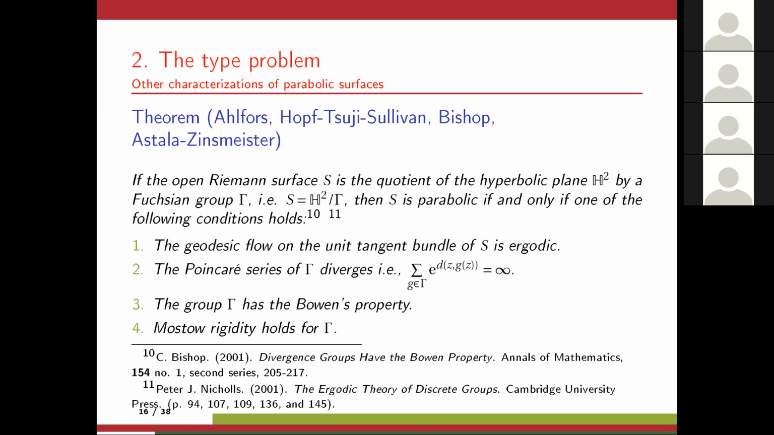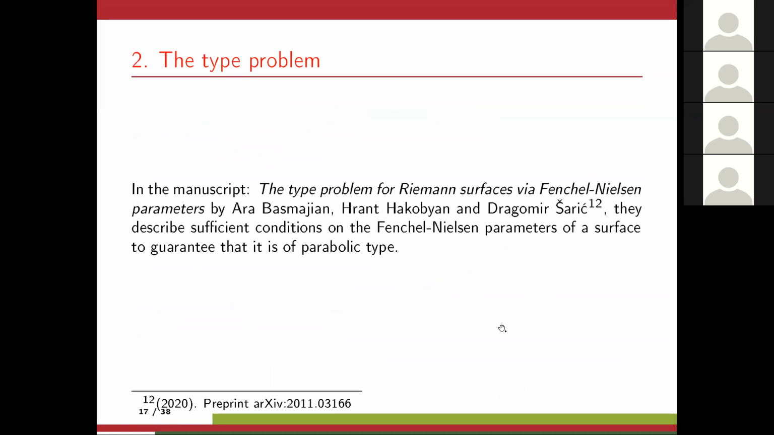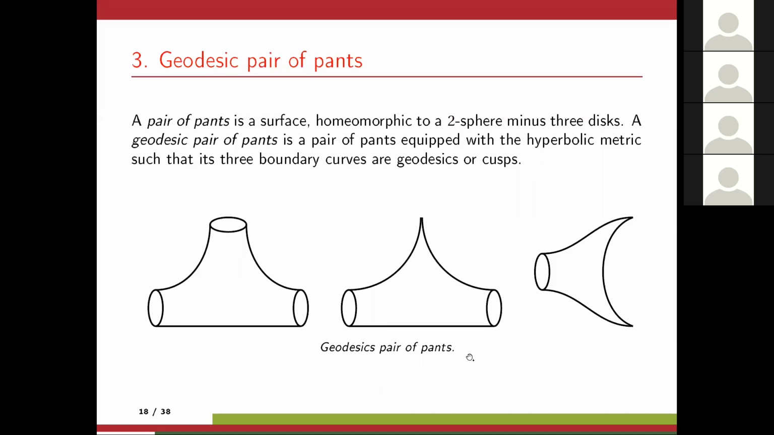In a recent work titled The Type Problem of Riemann Surfaces via Fenchel-Nielsen Parameters by Basmajian, Hakobyan, and Šarić, they describe sufficient conditions on the Fenchel-Nielsen parameters of a surface to ensure that such a surface is of parabolic type. So in this way, I'm going to describe the definition of the Fenchel-Nielsen parameters of a Riemann surface. First, I need to introduce the definition of a geodesic pair of pants.